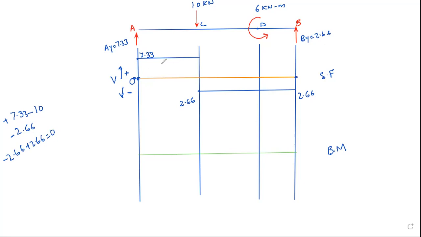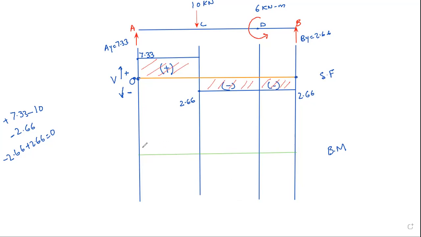So this is a positive zone, and this is a negative zone for the shear force. This is known as the shear force diagram. Let me hatch this one so it will be more convenient. This is our shear force diagram. Now, time to calculate the bending moment diagram.